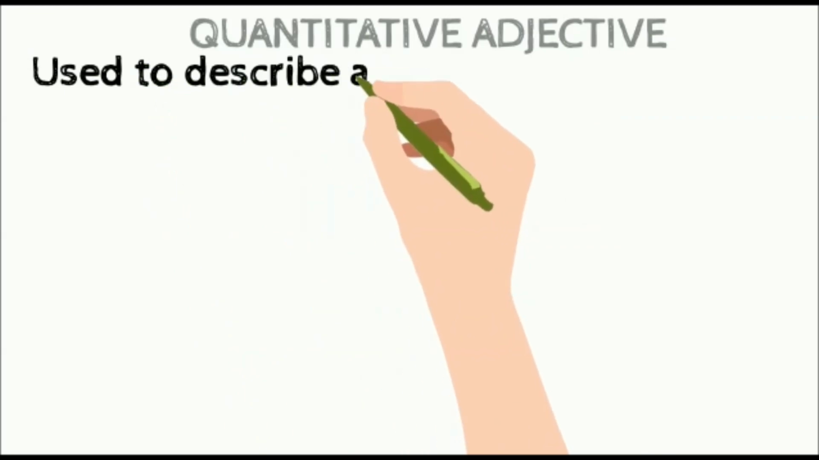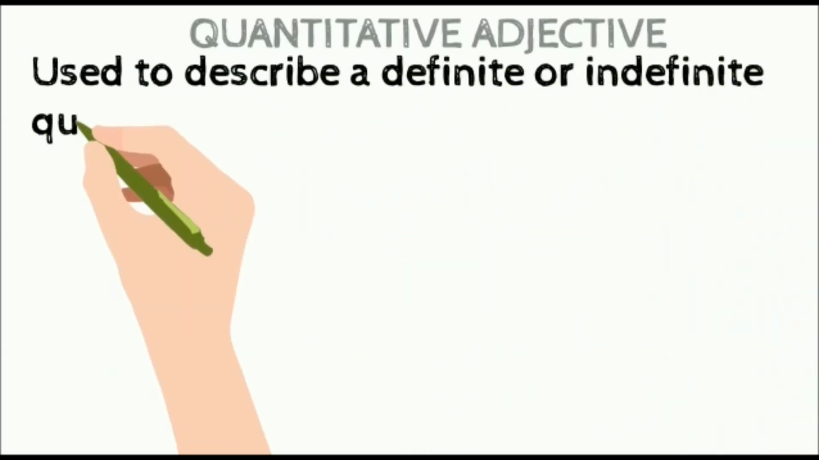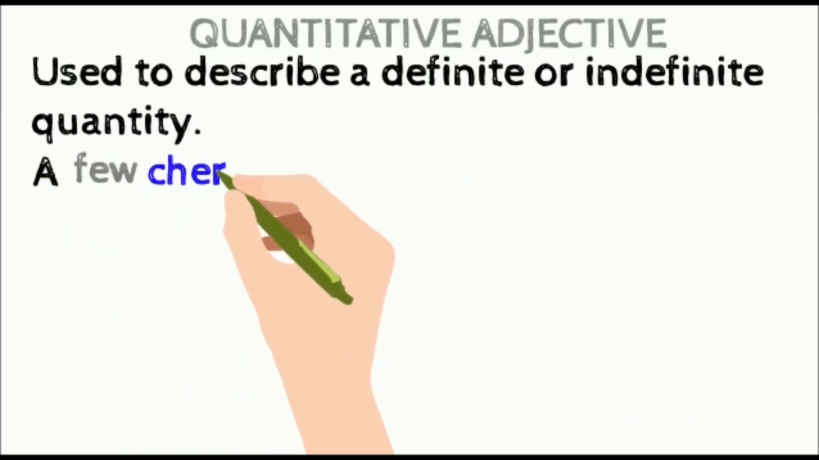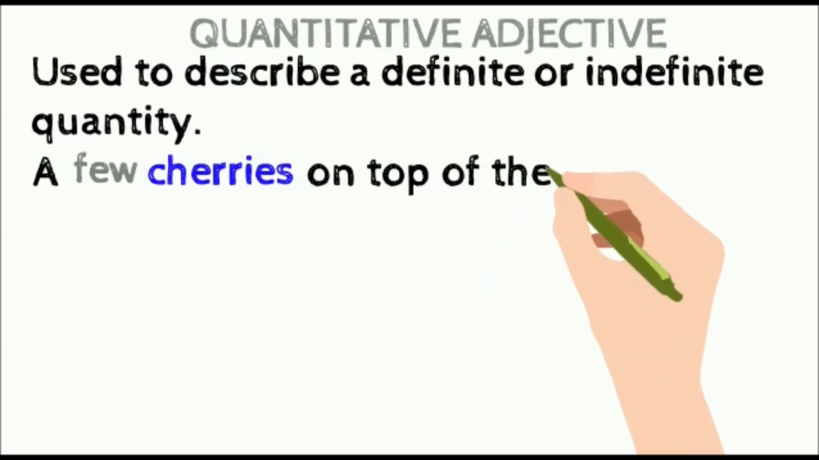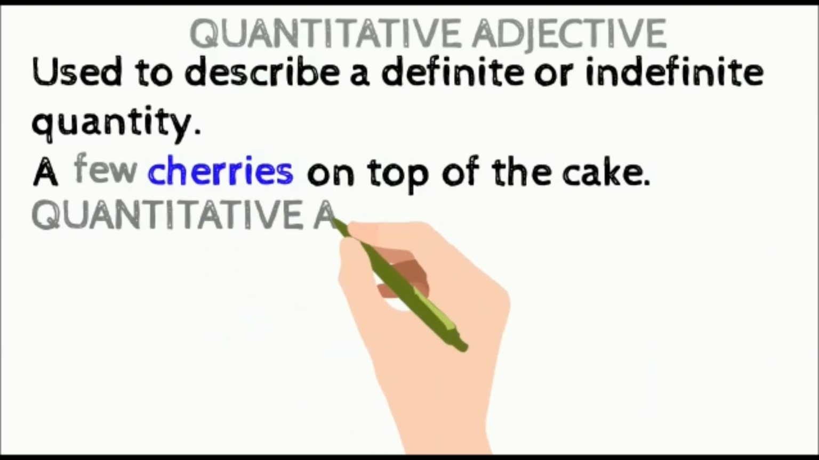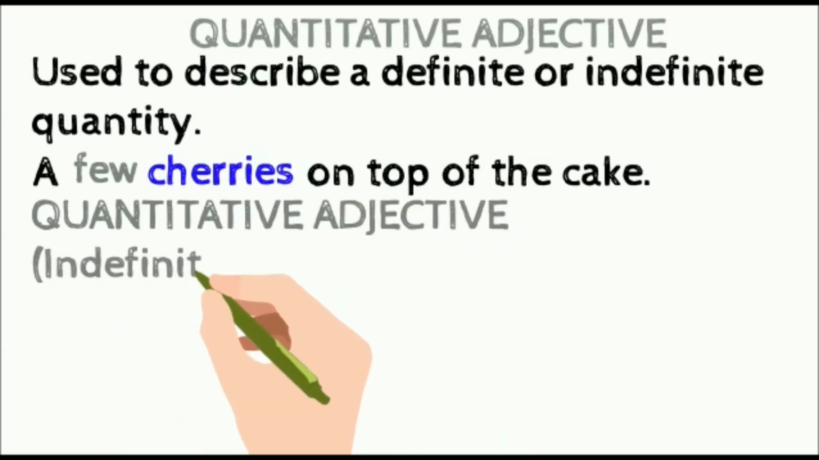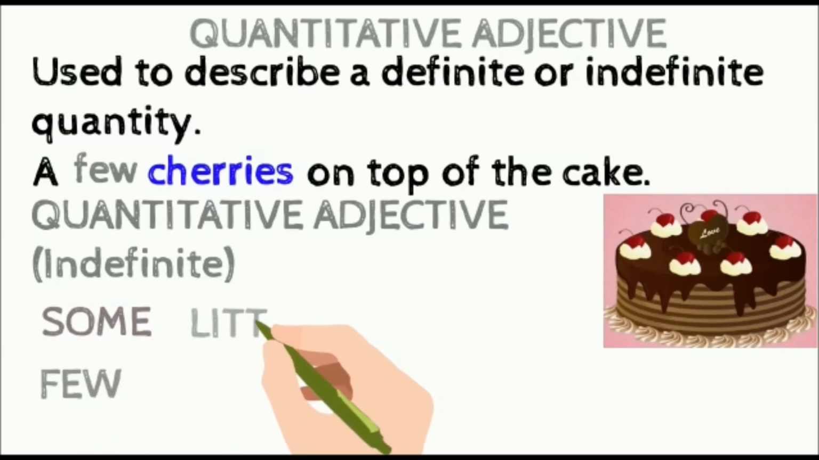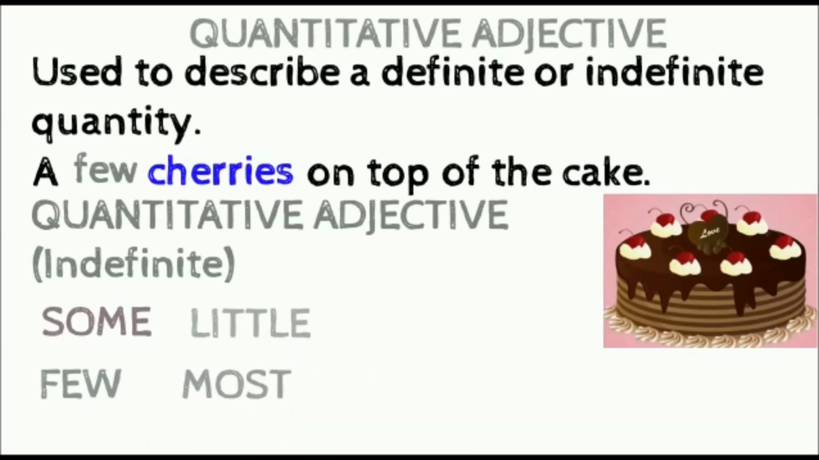Quantitative adjectives. These are used to describe a definite or an indefinite quantity with respect to the noun. A few cherries on top of the cake. Here, few denotes a quantitative adjective and it does not specify the exact number and therefore it is an indefinite quantitative adjective. Some examples of quantitative adjectives in English are some, few, little, most, all, enough, any, whole, sufficient, more, and none.